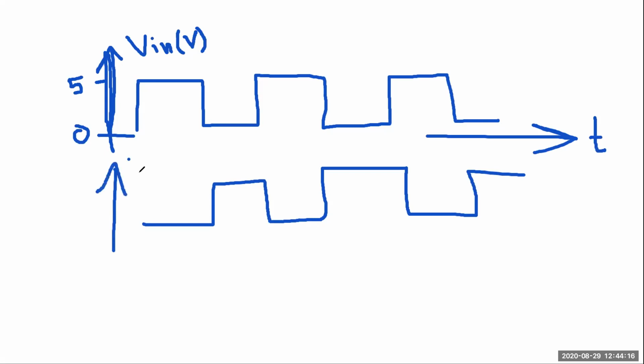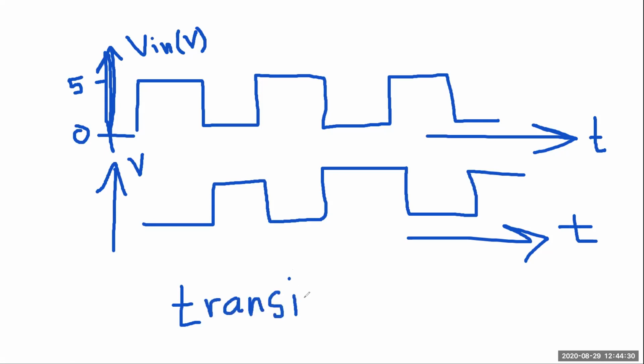So the output is actually the same. Here you have V, also obviously output. In here you have T, right? Based on time, that means according to time. So these sort of graphs are called transient graph. That means the graph that is drawn with respect to time, those graphs are called transient graph.